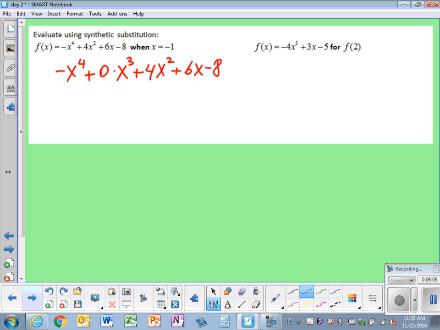What about that zero? I want to make sure that I don't skip that coefficient 0 when I do my synthetic substitutions. So now I copy my coefficients: negative 1, 0, 4, 6, negative 8.